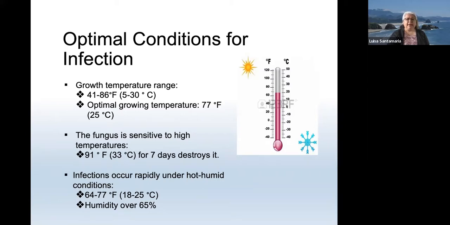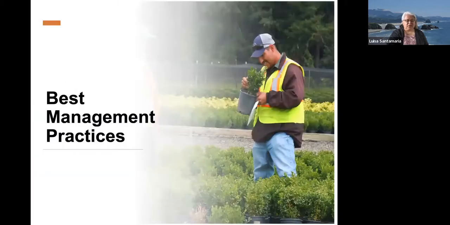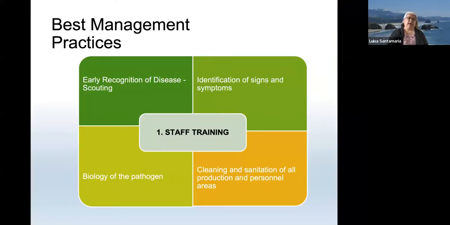But infections occur really fast under hot and humid conditions. So at least 65 relative humidity, and as I said, 18 to 25 will be kind of the range for optimal conditions for infections. So knowing that, we know how we can try to handle the irrigation, mainly the irrigation system if the plants are outside. Okay, let's talk about the best management practices now.